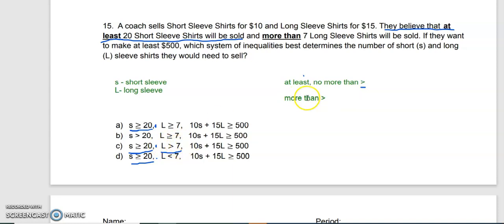And then the very last inequality we get is if they want to make at least $500, so we need to have at least, which is again greater than or equal to, and then the 10 short sleeve shirts plus the 15 long sleeve shirts is going to be greater than or equal to $500. And so then the correct answer is going to be C, because that's the only answer that matches all 3 inequalities.